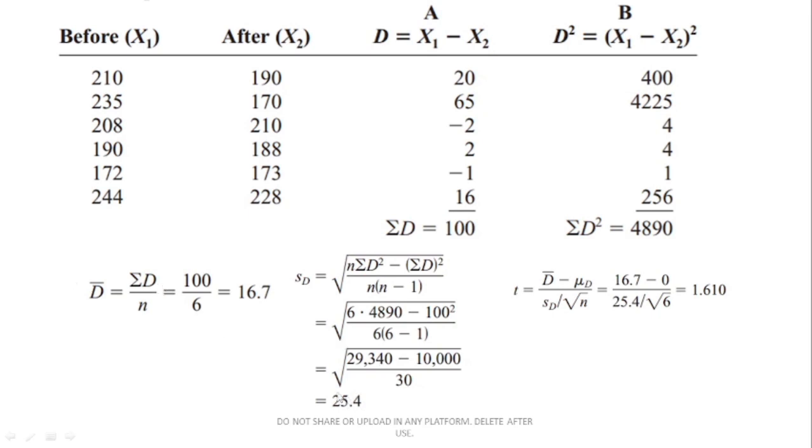And then, we will just plug in these values into our equation. So, the test value is equal to 16.7 minus 0, because there is no given population mean, so that is 0, all over 25.4 all over the square root of 6. So, our test value or the calculated value is 1.61.